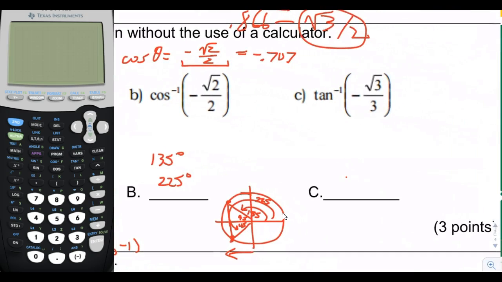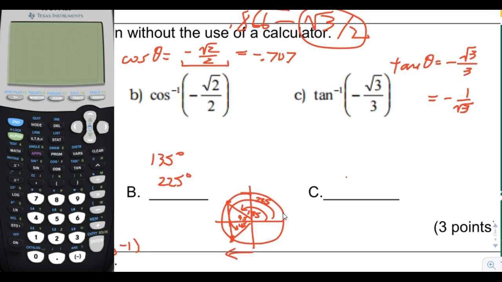Inverse tangent of -√3/3. Let's write this as a tangent. So basically what inverse tangent of -√3/3 is asking is, what is the tangent of what angle is equal to -√3/3? In this case, I can also write this as -1/√3. It's the same thing, right? If I multiply -1/√3 times √3 over √3, I get -√3/3. So they're the same thing, right?